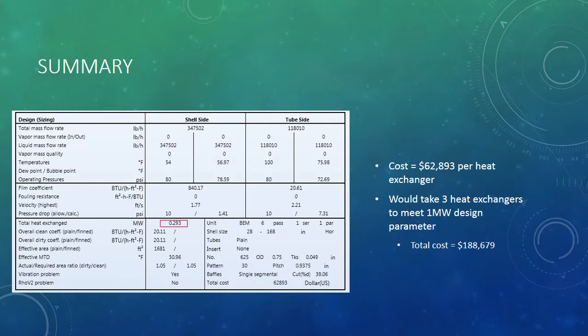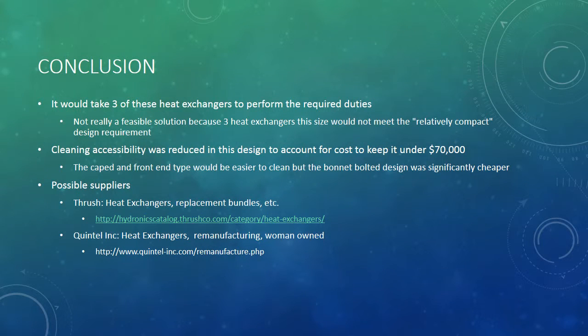In summary, Aspen found the tube side mass flow rate to be about 118,000 pounds per hour. The total heat exchange was about 0.293 megawatts, not close to our 1 megawatt design requirement. We probably need about 3 of these to reach that requirement. In conclusion, it would take about 3 of these heat exchangers to perform the required duties, which is not really a feasible solution because it wouldn't meet the relatively compact design requirement.